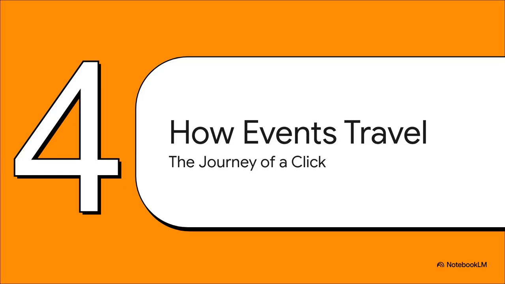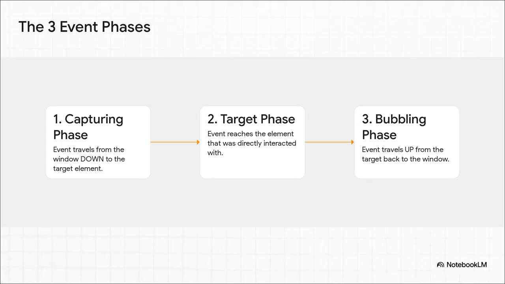Super efficient. Now you might be thinking, hold on a second, how can the parent element hear a click that happened way down on one of its children? That is a fantastic question, and the answer is in the incredible journey that every single event takes through the web page. So, believe it or not, every web event has a three-step journey.